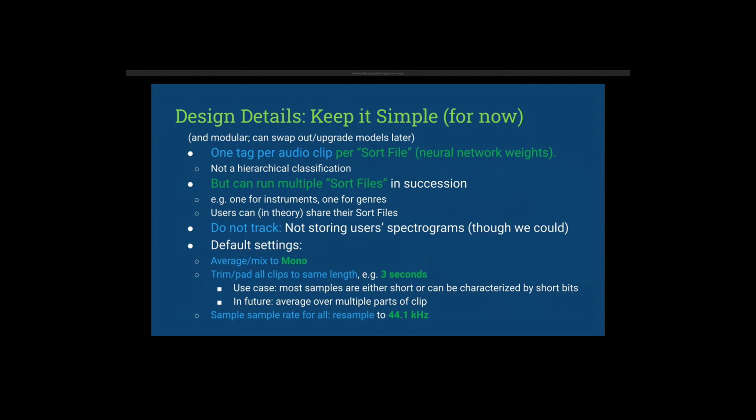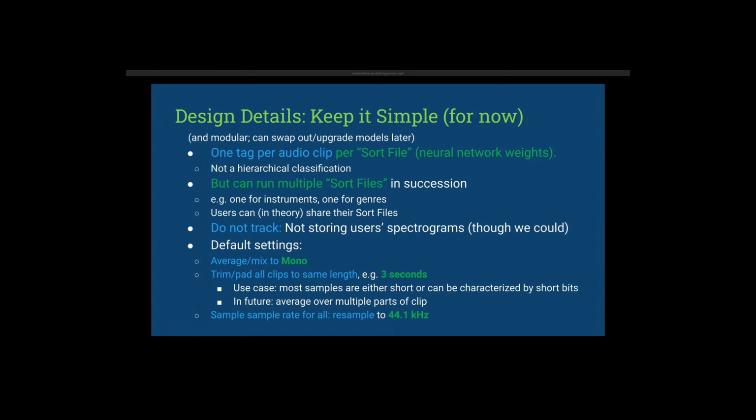It also doesn't do hierarchies, but we allow for multiple different sort files. So you could say have a sort file for genres and another one for instruments or whatever, and you could run them in succession. And people could share their sort files with one another. You know, there are companies that will sell famous producers presets to, say, a mastering plugin or something like that. So you could imagine people sharing their own individual sort files that they've worked on. We don't have an infrastructure for that, but you know, Dropbox or Google Drive, that would work.